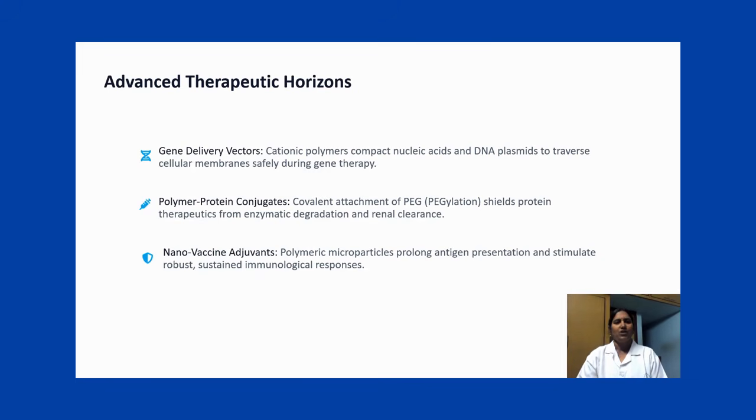Advanced therapeutic horizons. Gene delivery vectors: cationic polymers compact nucleic acids and DNA plasmids to traverse cellular membranes safely during gene therapy. Polymer protein conjugates: covalent attachment of polyethylene glycol shields protein therapeutics from enzymatic degradation and renal clearance. Nanovaccine adjuvants: polymeric microparticles prolong antigen presentation and stimulate a robust, sustained immunological response.